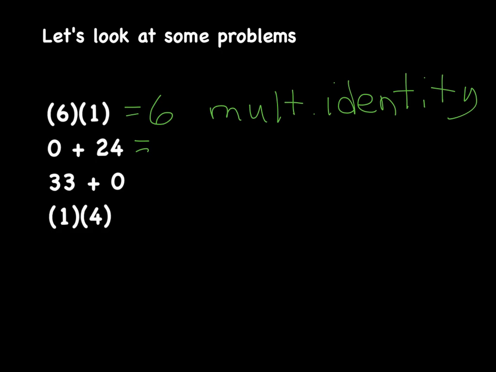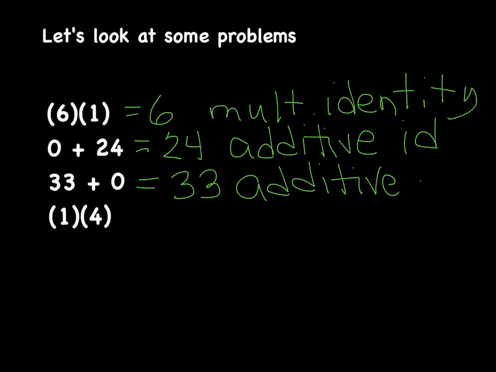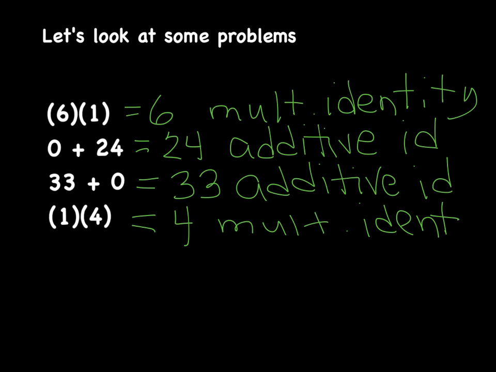0 plus 24 equals 24. We know that 0 is the additive identity element, so we are looking at the additive identity. 33 plus 0 equals 33. Again, this is another example of the additive identity. 1 times 4 equals 4. This is an example of the multiplicative identity. And we know that the identity element for multiplication is 1.